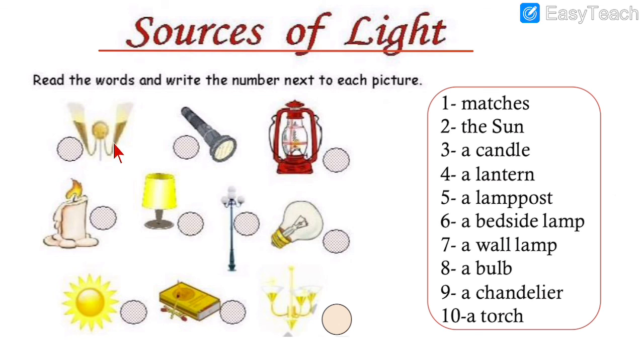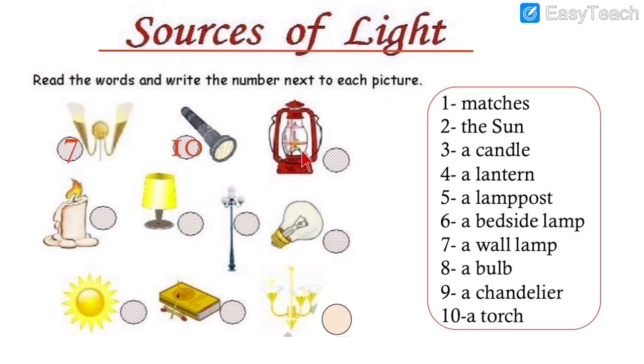See this one, can you identify which word is this? Identify, what is it? It is a wall lamp. Number 7, a wall lamp. So let us write number 7 near that wall lamp. Number 2, identify what image is this? It is a torch. So there we write number 10 as it is a torch. For torch you have to write number 10.